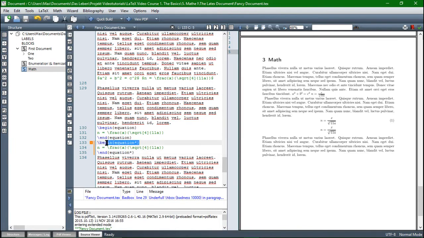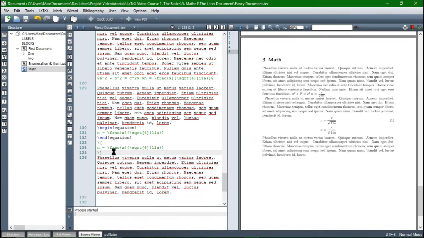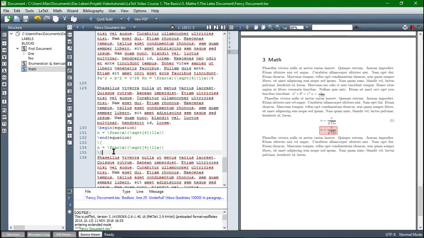There's an abbreviation for the equation star environment. It's just an opening bracket and a closing bracket with a backslash in front of it. So yeah, this will lead to absolutely the same. Good. Now we have our 3 types of mathematical environments that we're going to use in this video.